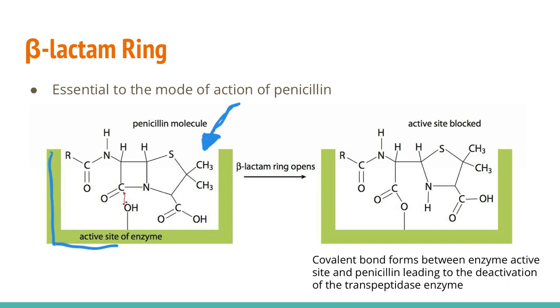So this green box is just depicting the active site of that enzyme. And in the active site of that enzyme is this OH group, and it's going to act as a nucleophile. It's going to attack the carbonyl, which is then going to break open this carbon-nitrogen bond. So it becomes attached to the active site, and this is irreversible. So we're creating a covalent bond between the enzyme active site and the penicillin, leading to the deactivation of that transpeptidase enzyme.